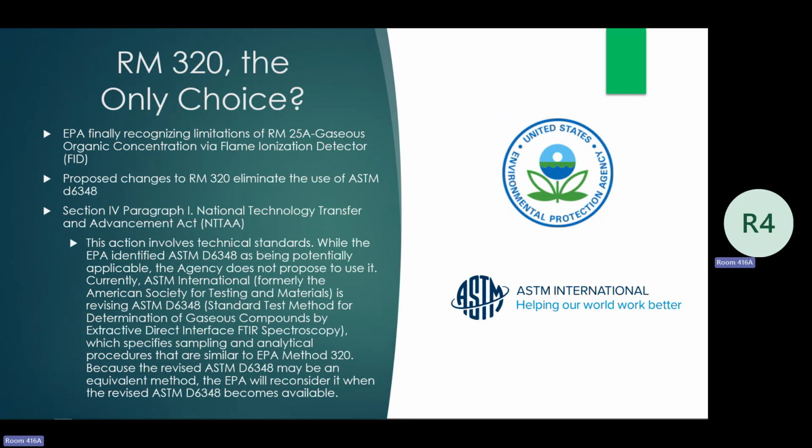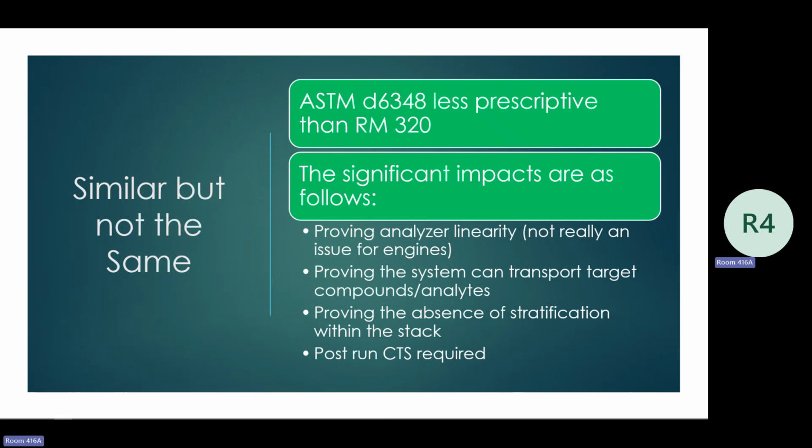calibration error. So if they take away Method 25A, which I wouldn't mind if they did that, I don't like using that method. I would rather use FTIR. If they take away Method 25A and do what they're proposing in Method 320, they're also going to take away the ASTM equivalent, ASTM D6348, for FTIR analysis. If they take this away, this is going to be huge because I would say most of the testing companies that are doing stationary RICE testing are using ASTM D6348. The reason is it's not as prescriptive.